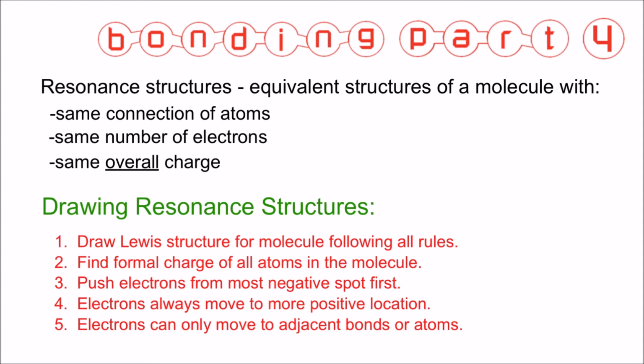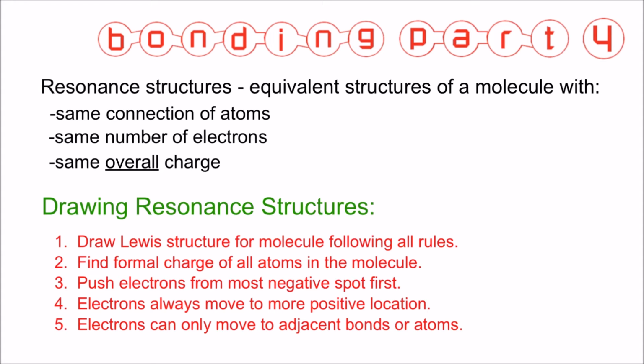Resonance structures are equivalent structures of a molecule that have the same connection of atoms, the same number of electrons, and the same overall charge. When we talk about connection of atoms, it means that all of the atoms are still put together in the exact same way, but we can move the electrons around within that molecule to come up with a new structure.